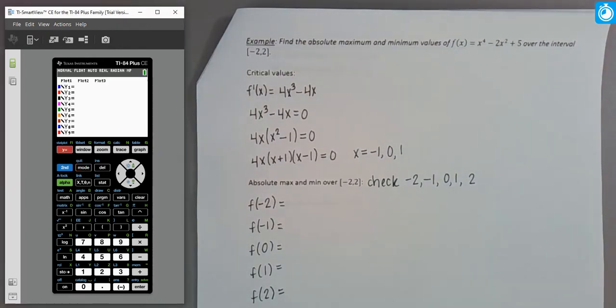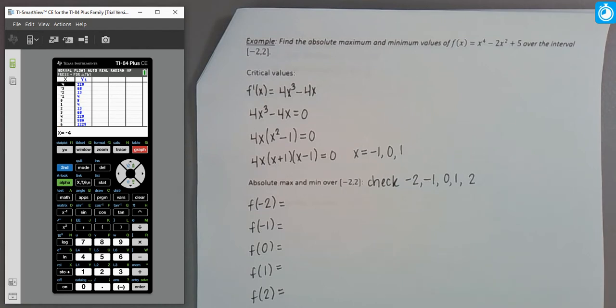So let's type in the function to our graphing calculator. Now be careful, you're not typing in the derivative, you're typing in the actual function. We want to know what the actual y values are associated with these x values if we were to graph this function. So x to the 4th minus 2x squared plus 5. And let's go look at our table.